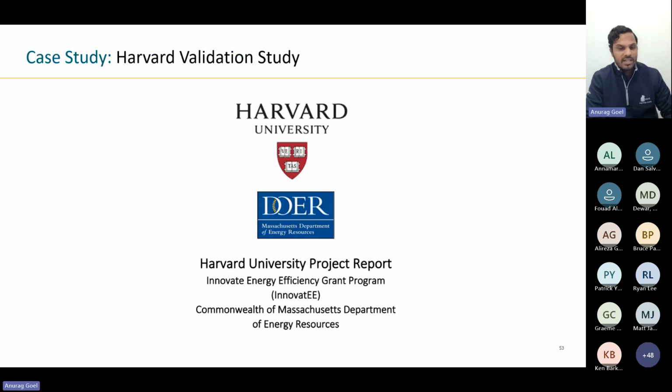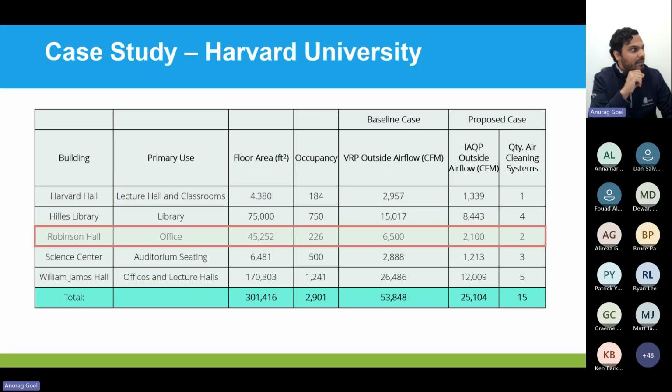I'll go into the Harvard study since we have a few minutes before we turn it over for questions. I'll go through the Harvard case study briefly here. So at Harvard University, there were multiple buildings that utilized the IAQP to save energy and reduce total load on the central district chilled water plant at Harvard, as well as the central steam plant.